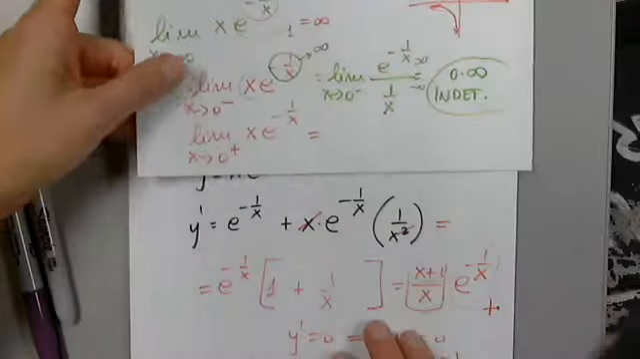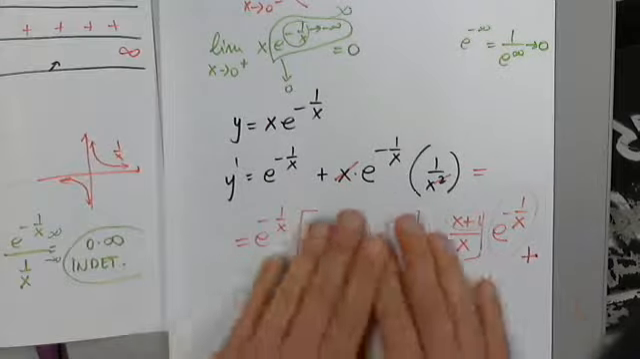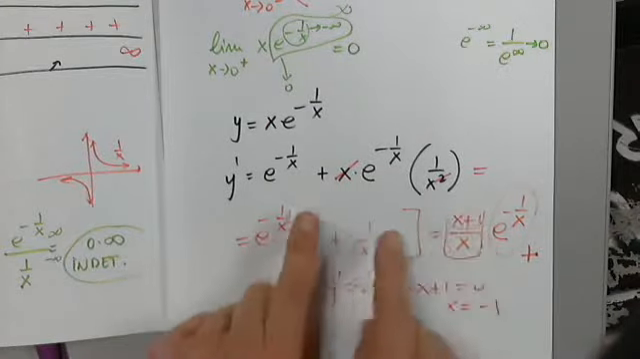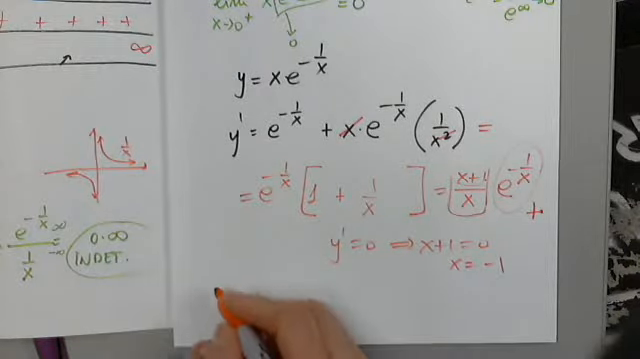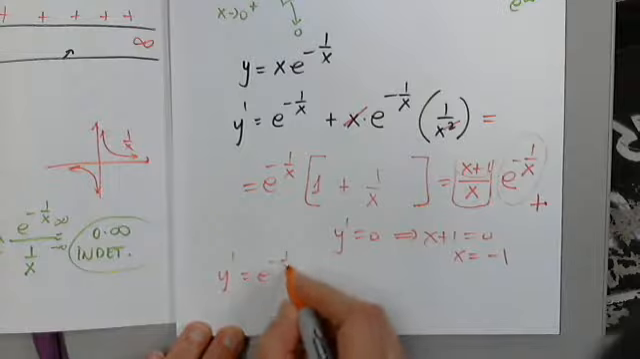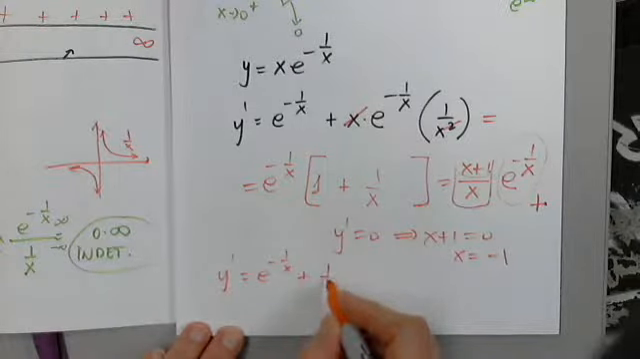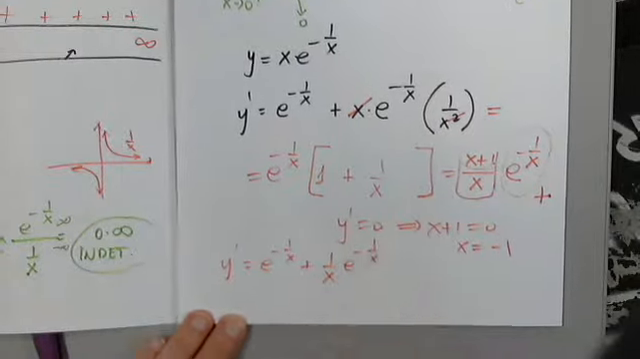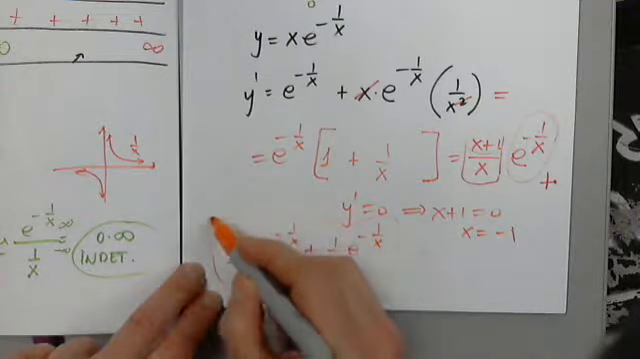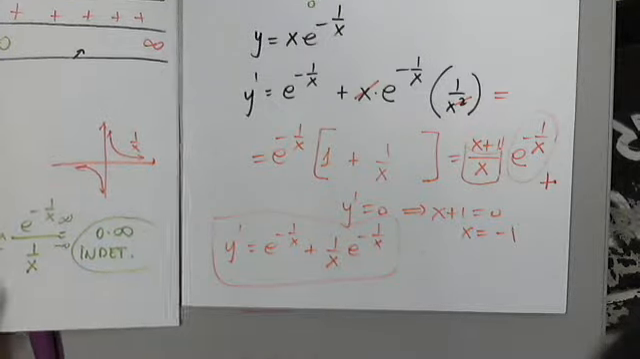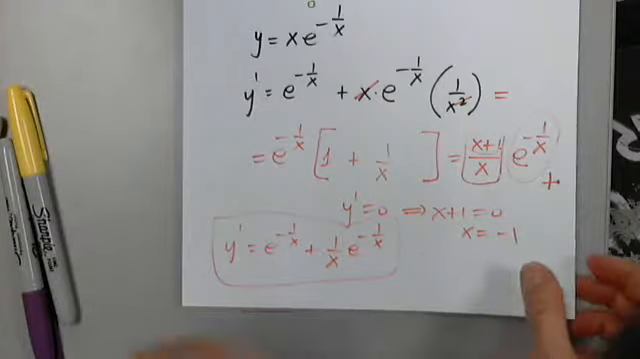Okay. Let's take a look at the second derivative. I always get lazy when it comes to the second derivative. I don't want any of this, nothing. I'm going to use this. That's the simplest form to differentiate. So y prime equals e to negative 1 over x plus 1 over x e to negative 1 over x. This is what I wanted to differentiate. I don't want products. I don't want, other than this, I don't want ratios. I don't want to deal with that. So always try to find the easiest form to differentiate.